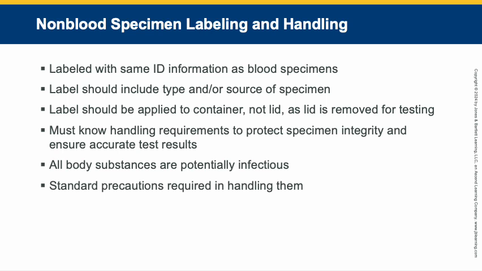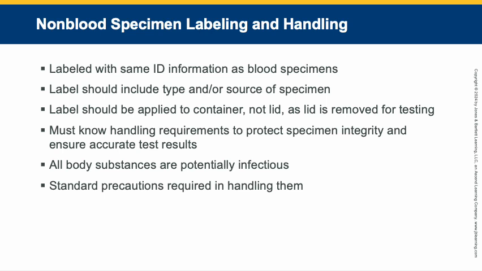The label should never be on the lid, because what happens is it goes to the lab, the lid is taken off to be tested, and then when the lid is laying over to the side, there is no label on the actual specimen itself. So that's a case where if you've got too many lids open, you may mislabel that specimen. Always make sure the label is actually on the container itself.